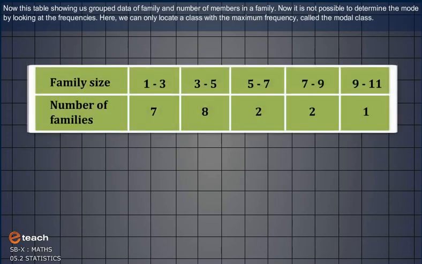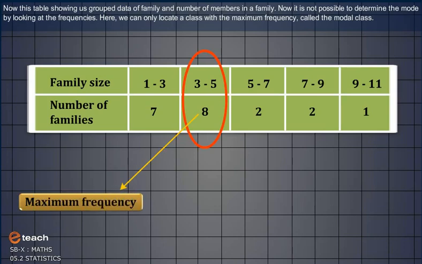Now this table shows us grouped data of families and the number of members in a family. Now it is not possible to determine the mode by looking at the frequencies. Here we can only locate a class with the maximum frequency, called the modal class.